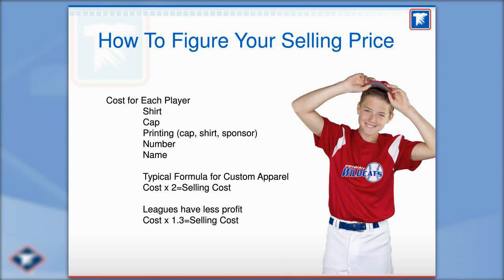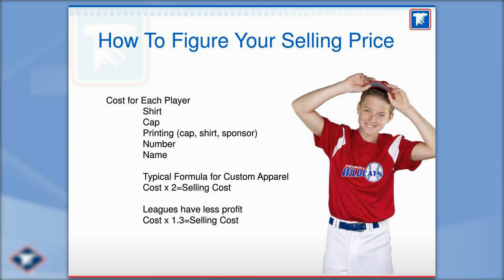So if you're printing on the shirts, the cost of the shirt plus the cost of the transfer times 2. So cost times 2. That cost includes the transfer and the shirt that you're pressing it on, or whatever garment you're pressing it on. So cost times 2 equals selling cost.